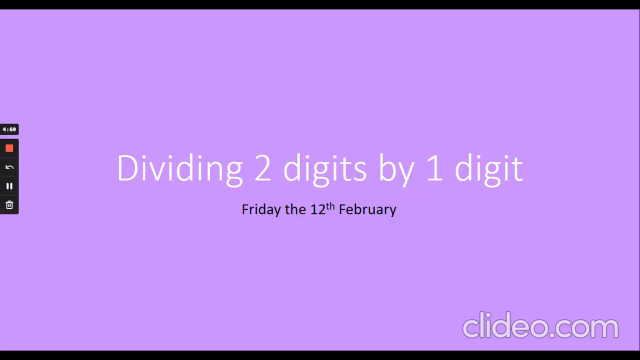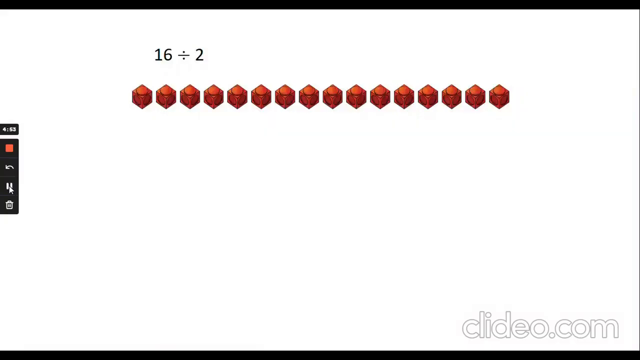Hi, for today we'll be continuing to look at dividing two-digit numbers by a one-digit number. Our first question looks like this: 16 divided by 2. So I've got my whole number 16 and I'm going to be dividing by 2. A way that we can do this using our pictorial representations is to group these into twos, because we are dividing by 2. So we can group our cubes into twos.